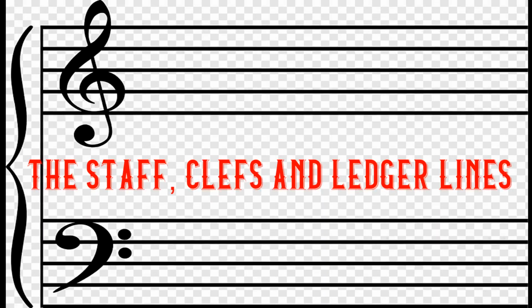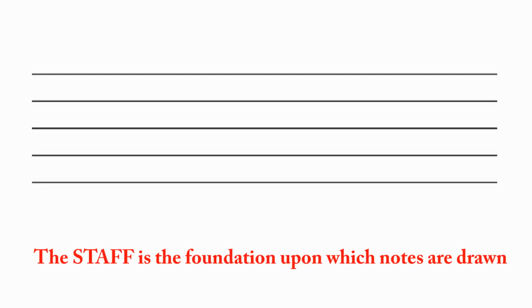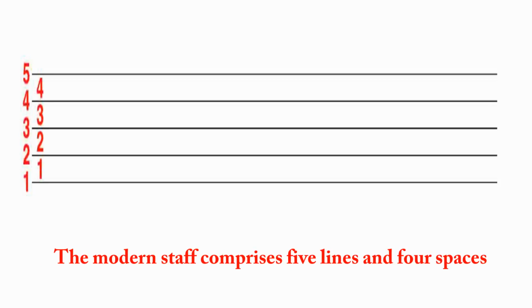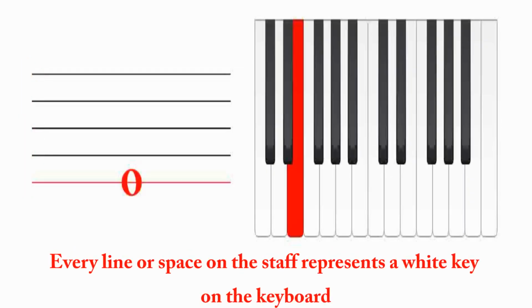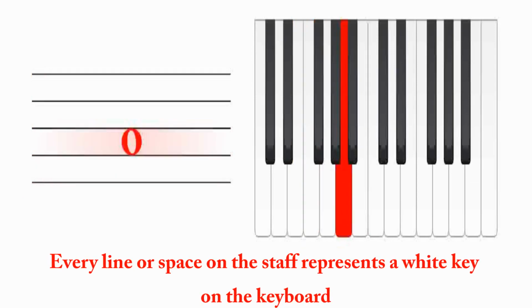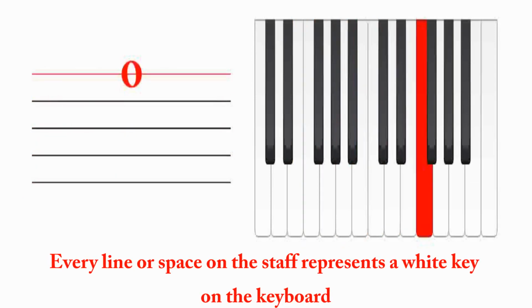The staff, clefs and ledger lines. The staff is the foundation upon which notes are drawn. The modern staff comprises 5 lines and 4 spaces. Every line or space on the staff represents a white key on the keyboard.